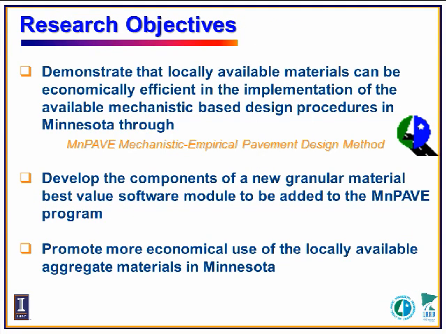So the major objective of this research is to demonstrate that when we implement mechanistic pavement analysis, we can achieve some economic benefits by using those locally available aggregate sources to minimize purchasing some high quality crushed materials. The next objective is to develop a new granular material selection software module to be added into the MnPAVE program to facilitate pavement design. The ultimate goal is to promote more economical use of those lower quality, locally available materials in Minnesota.